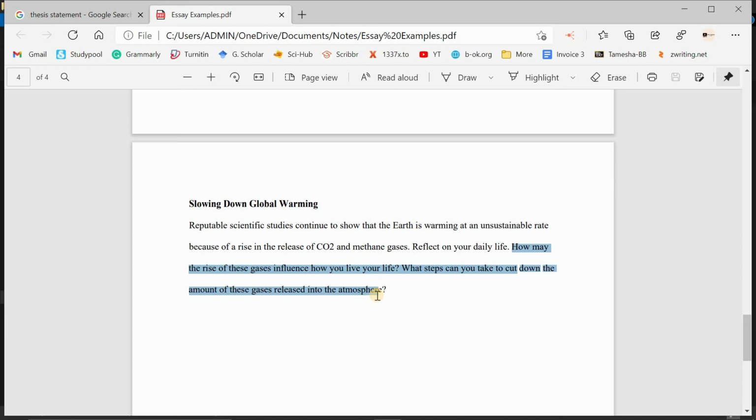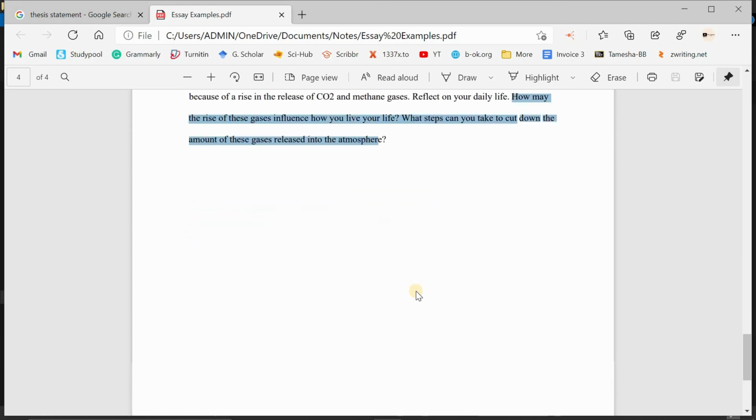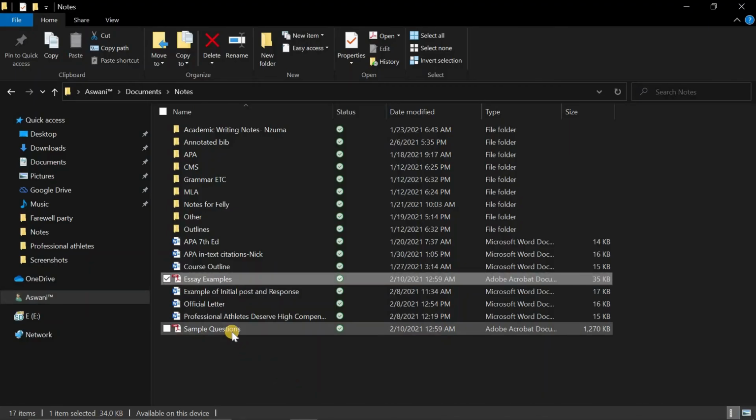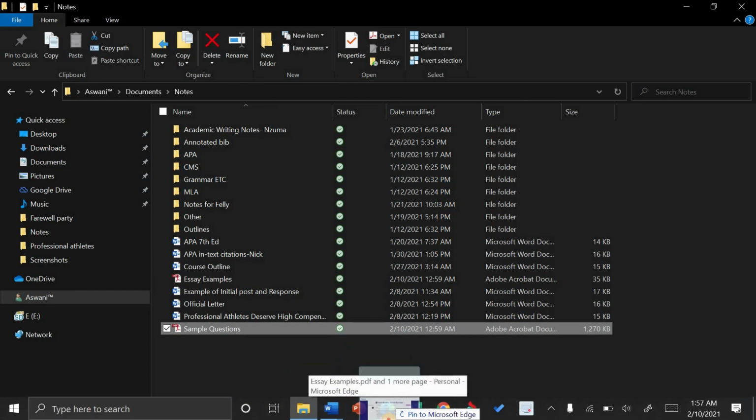You can say, while global warming continues to wreak havoc, people in their own small ways can do a lot to curb the continued rising atmospheric temperatures by doing A, B, C, and D, or E or F, whatever. It could be a thesis statement. So that's an example of a thesis statement you can go along with. So I want to also look at other questions that might not necessarily be essays so that we can see the difference.